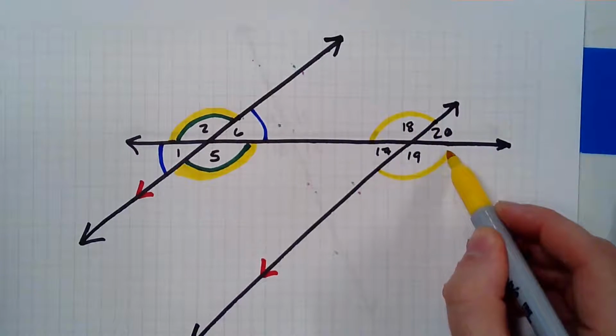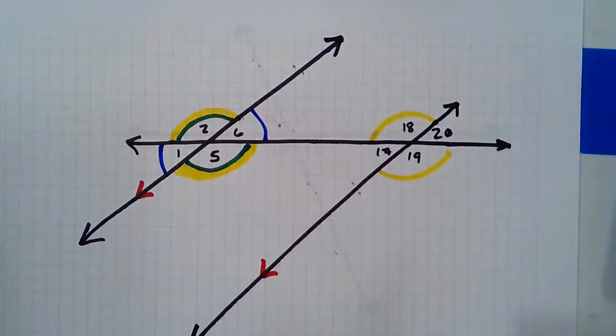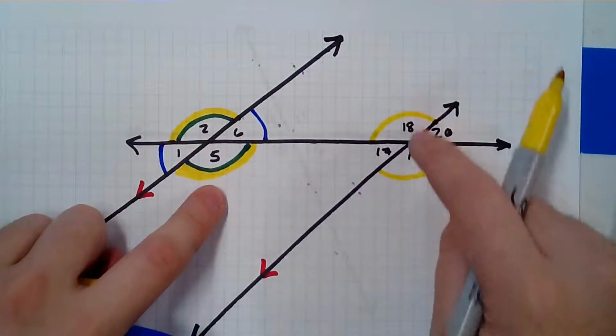Now, how do I know, because I did the same color, and I'm not screwing up this time. How do I know that 2 and 18 are the same? Corresponding. Corresponding angles, very good. Both are in the top left. Same thing with 5 and 19.